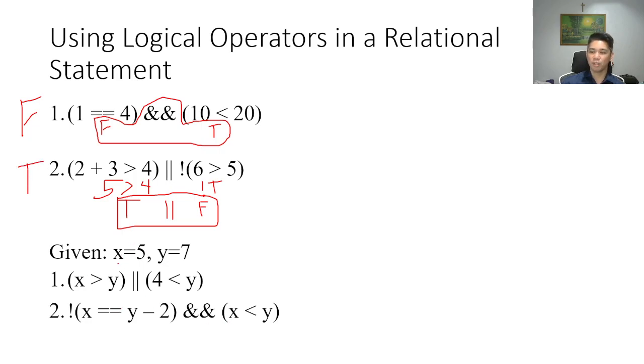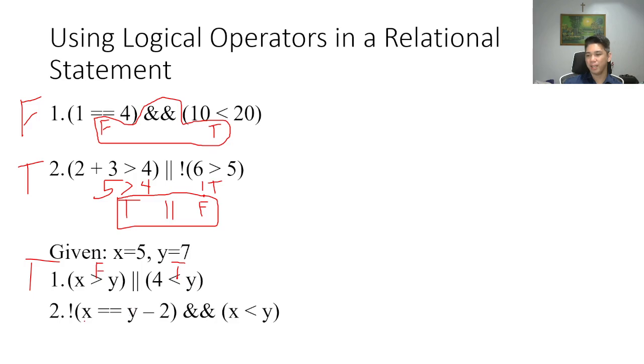So using variables, x is 5, y is 7. X greater than y, is 5 greater than 7? No, that's false. Is 4 less than y? Is 4 less than 7? That's true. False or true? That is true.